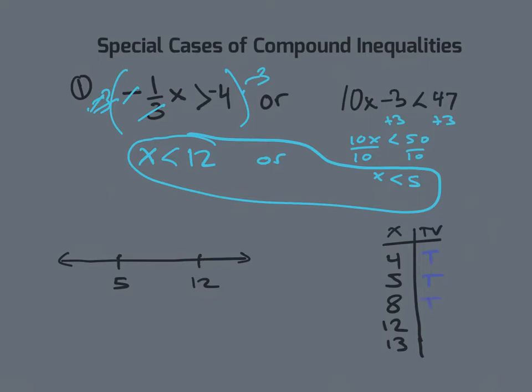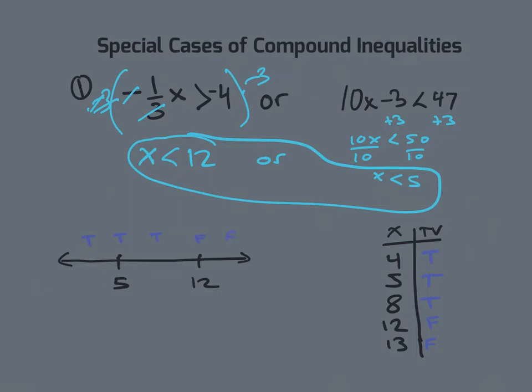12. 12 is not less than 12. 12 is not less than 5. So 12 is my first false, which means 13 is also going to be false because 13 is not less than 12 or less than 5. So in this truth table, my 4, 5, and 8 were true. So I'll go true here on the tick mark and in the middle. And then 12 was false and 13 was false.